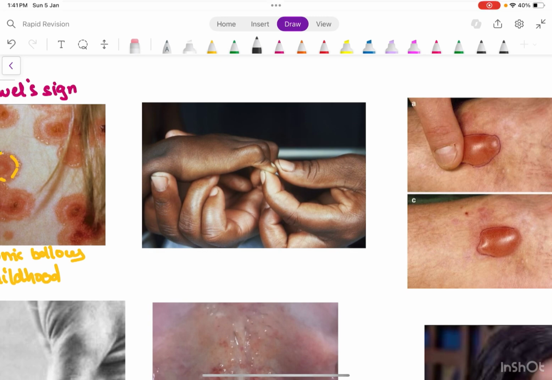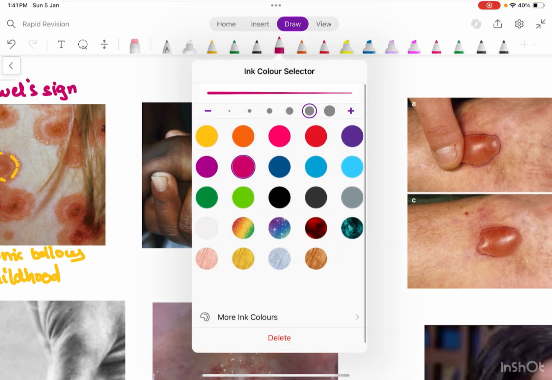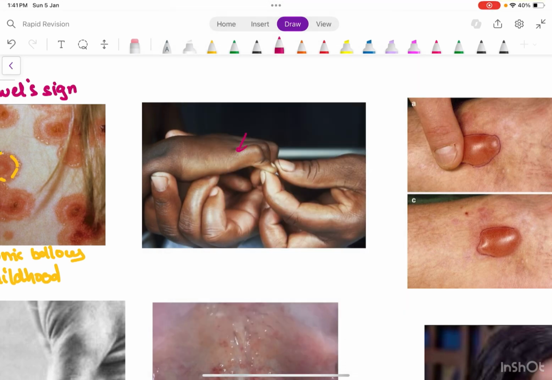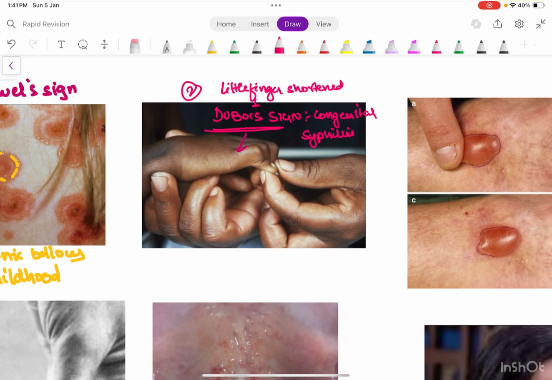All right, now let's talk about this sign. You can see the little finger being shortened, so you can appreciate the little finger is shortened. Now this is the dubious sign, and most important, where it is seen in congenital syphilis.